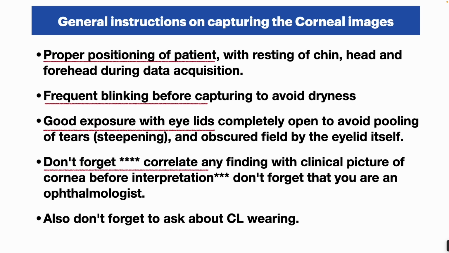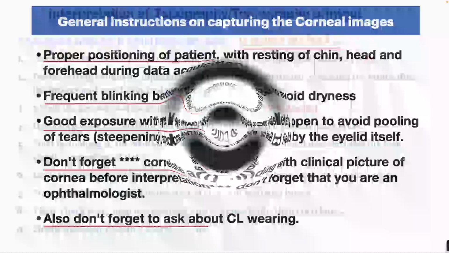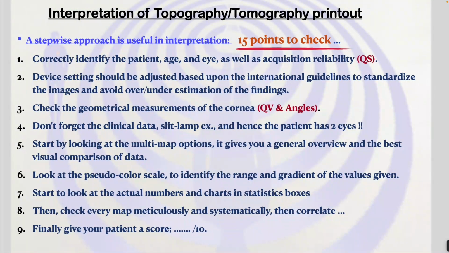And because of the sake of time, I have to jump. Interpretation of the tomography printout: a stepwise approach here will be useful in interpretation. 15 points to check. Correctly identify the patient to be him or herself, the eye, as well as the acquisition reliability, which is the qualification standard, the QS. The same device setting should be adjusted based upon the international guidelines. Review the setting of the device.